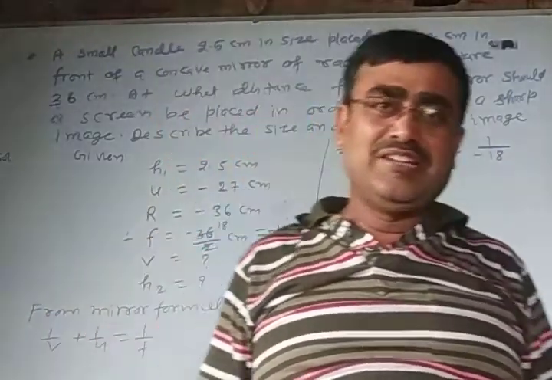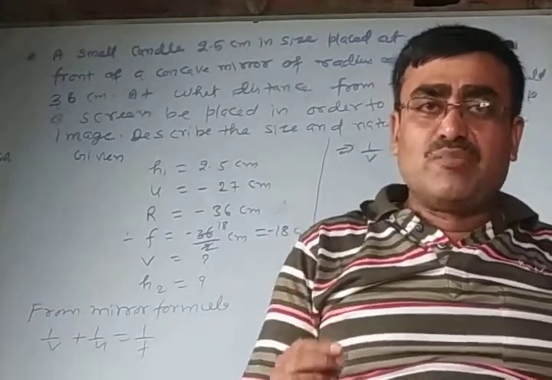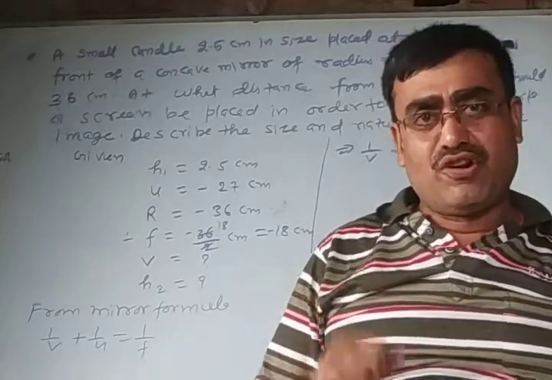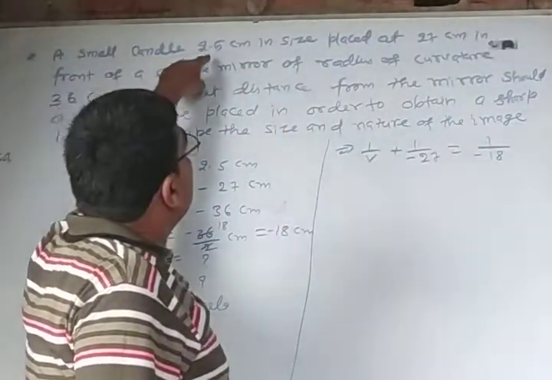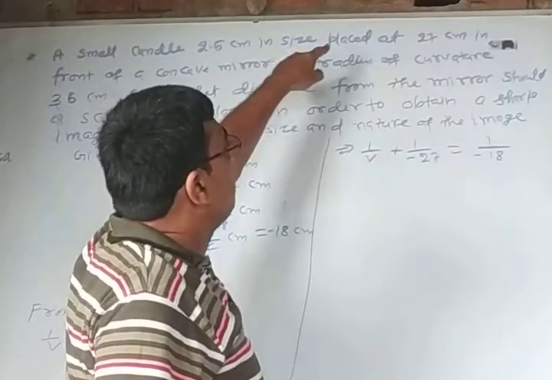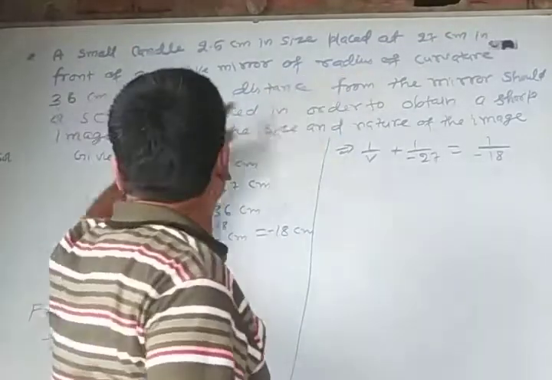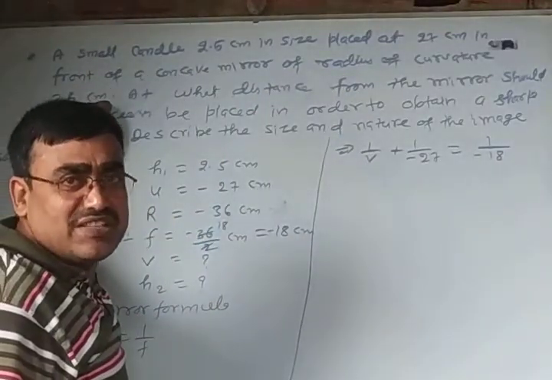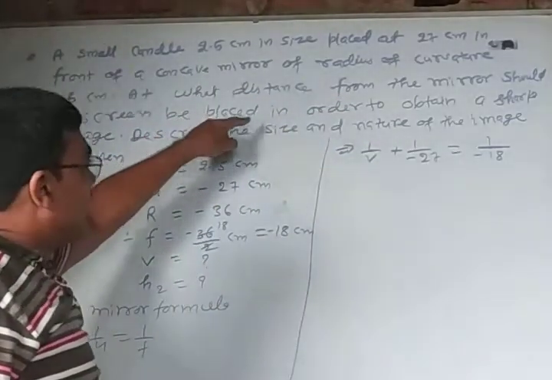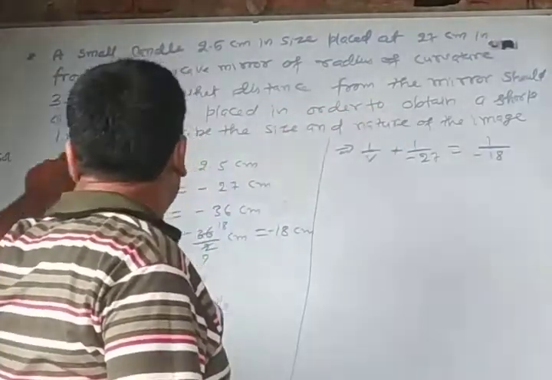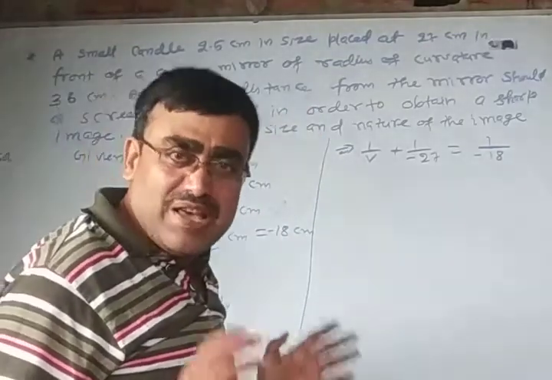In this class of 10, I am going to explain some numericals related to mirror formula. For example, a small candle 2.5 centimeter in size is placed at 27 centimeter in front of a concave mirror of radius of curvature 36 centimeter. At what distance from the mirror should a screen be placed in order to obtain a sharp image? Describe the size and nature of the image.